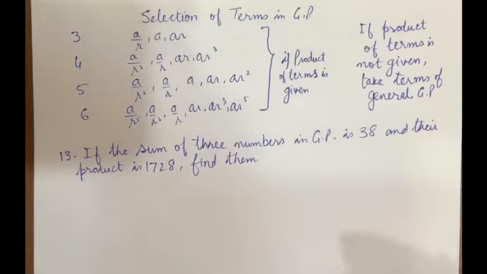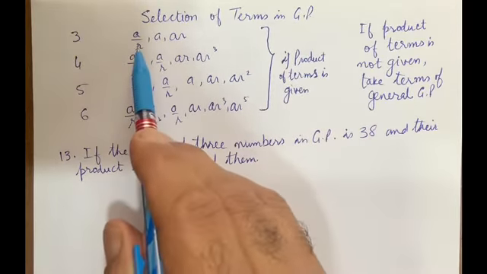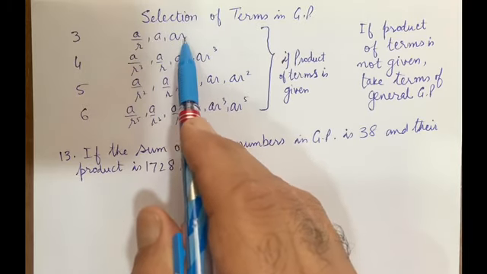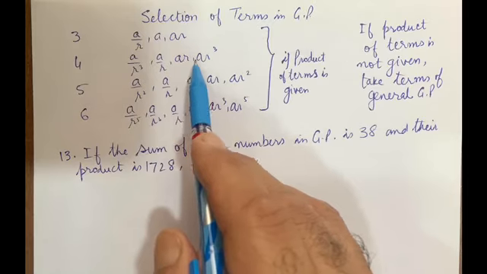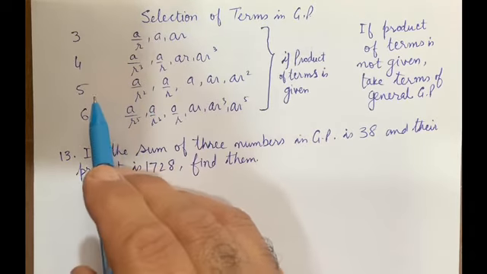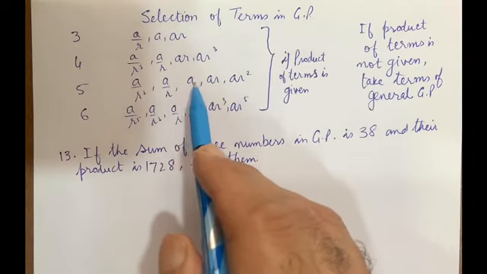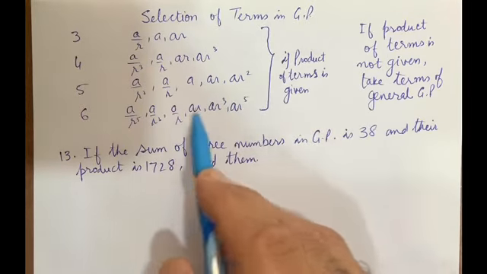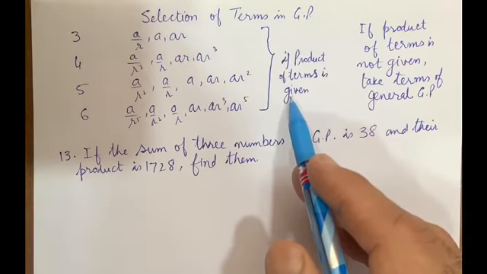In the next part, whenever we are to select three terms in GP, we select a upon r, a, ar. For 4 terms, it's a upon r cube, a upon r, ar, a into r cube. And for 5 terms, it's a upon r square, a upon r, a, ar and ar square. Similarly for 6. We consider these terms if the product of terms is given.